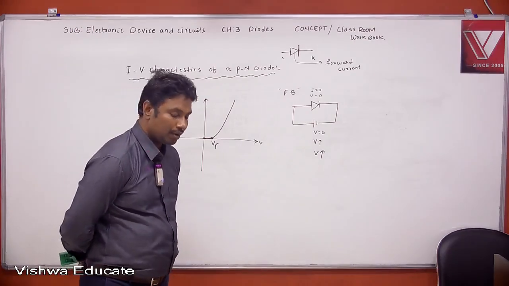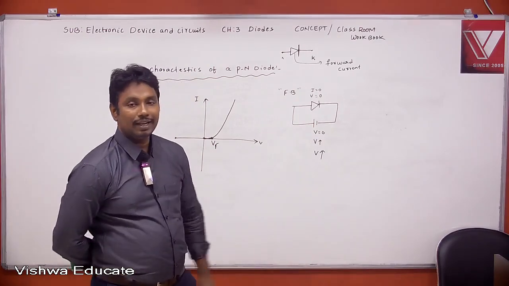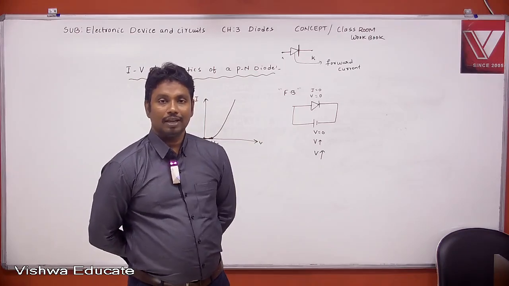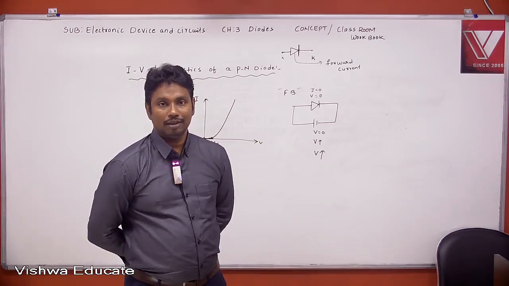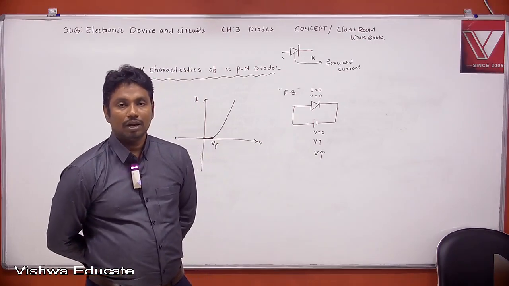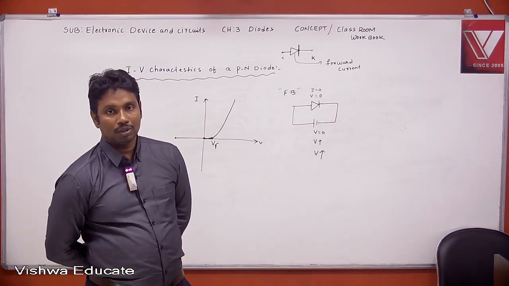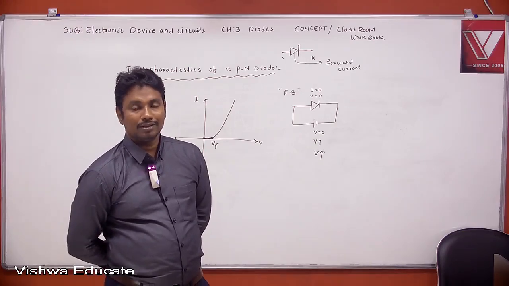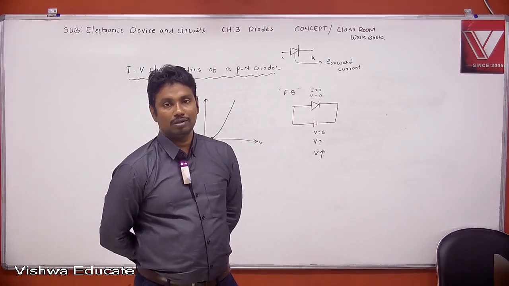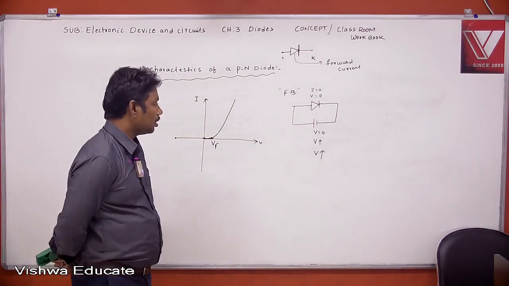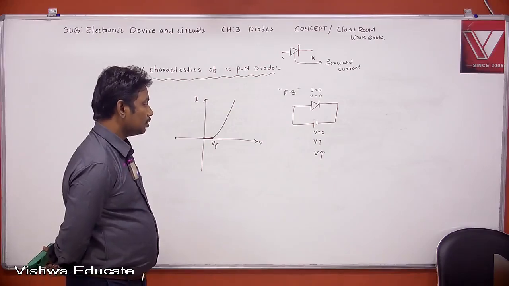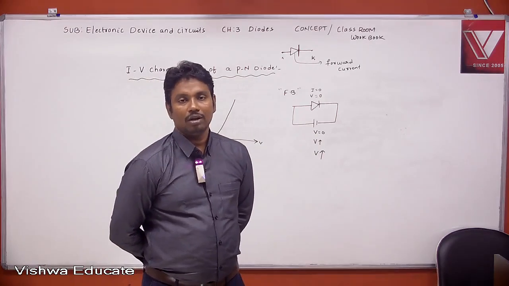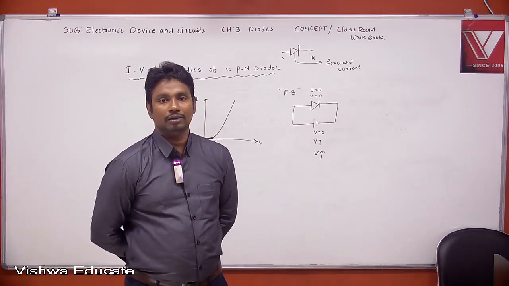Right. Next point. When applied voltage is increased by a small amount, then current through the diode is still 0, because this applied voltage is used for cancellation of the barrier.